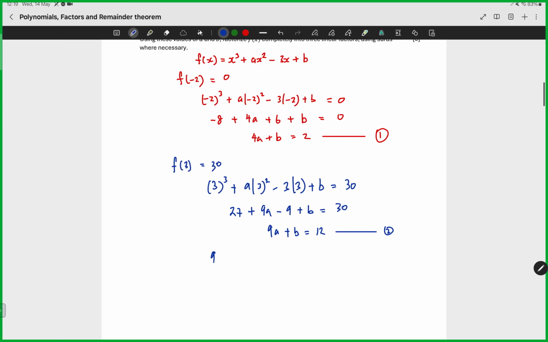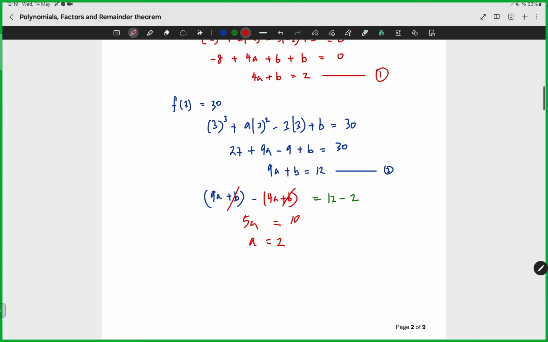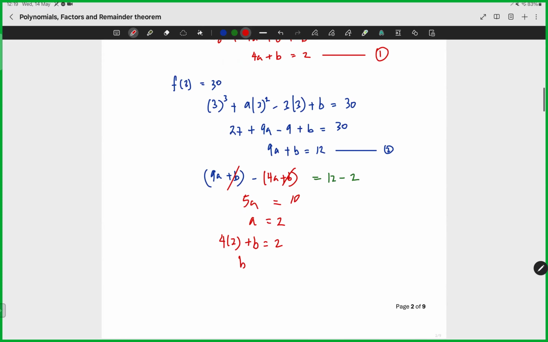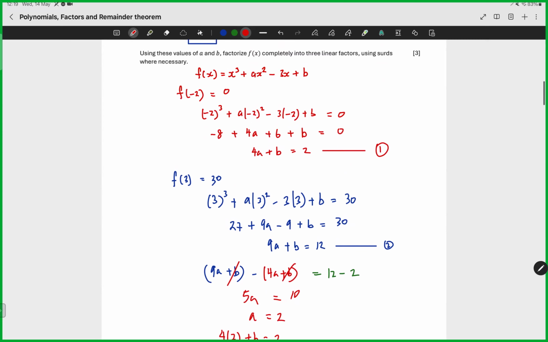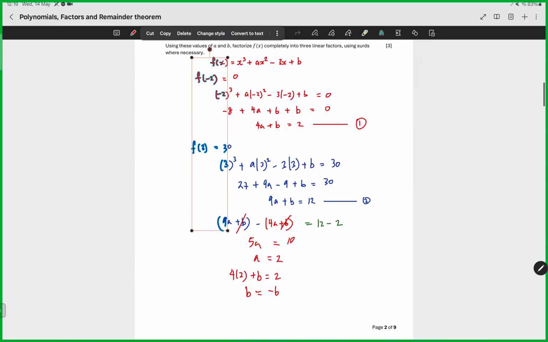That's equation 2. So we can take equation 2 minus equation 1. So that will be 9a plus b minus (4a plus b) equals 12 minus 2. If you distribute the negative sign, that gives me 5a, b will cancel off, equals 12 minus 2 is 10. So a equals 2. So if a equals 2, 4 times 2 plus b equals 2, so b equals negative 6. Okay, so first part is done.